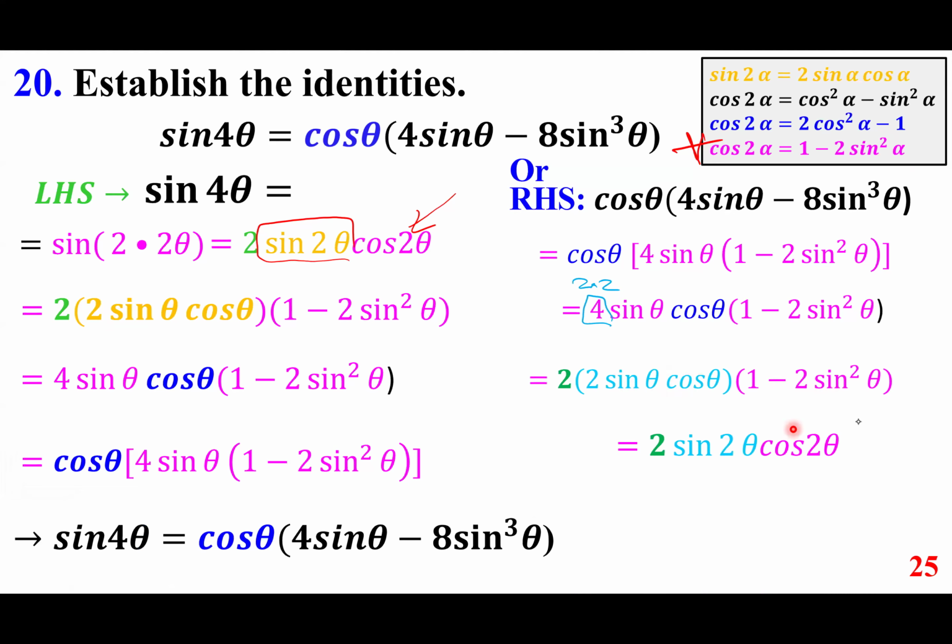Again, let's assume this is x. So 2 sine x cosine x is sine of 2x. So sine of 2 times 2 theta, which is sine of 4 theta. So which one is easier? You make a decision. I have no idea. Okay.